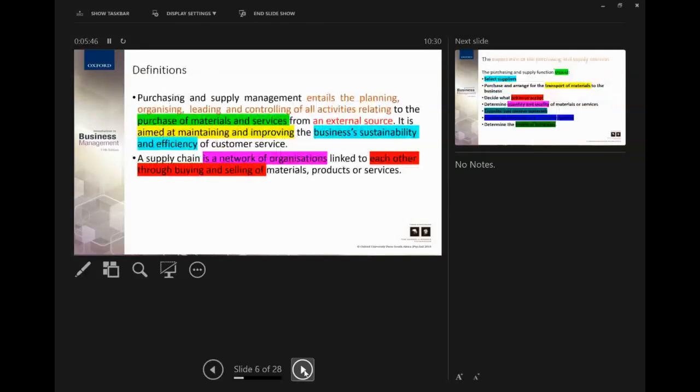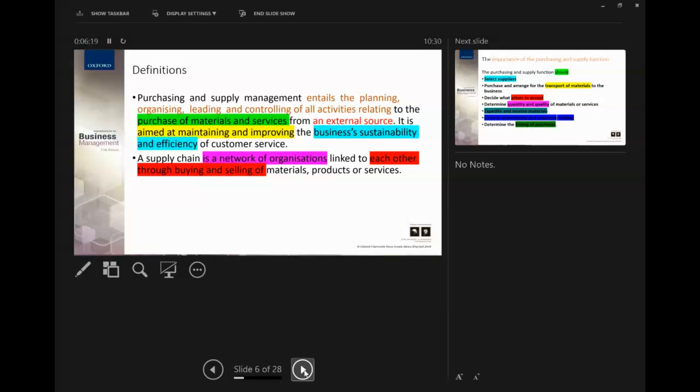Okay, right. If there ever was a unit that you can go and study by yourself, I would say this is it. Okay. So purchasing and supply management entails the planning, organizing, leading, and controlling of all activities relating to purchase of materials and services from an external source. Okay. So pretty much its function, its purpose is in the name. All right. Purchasing and supply management.